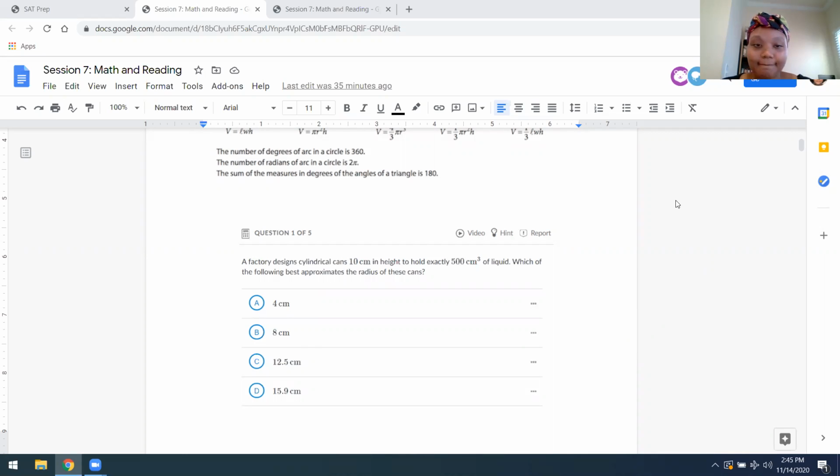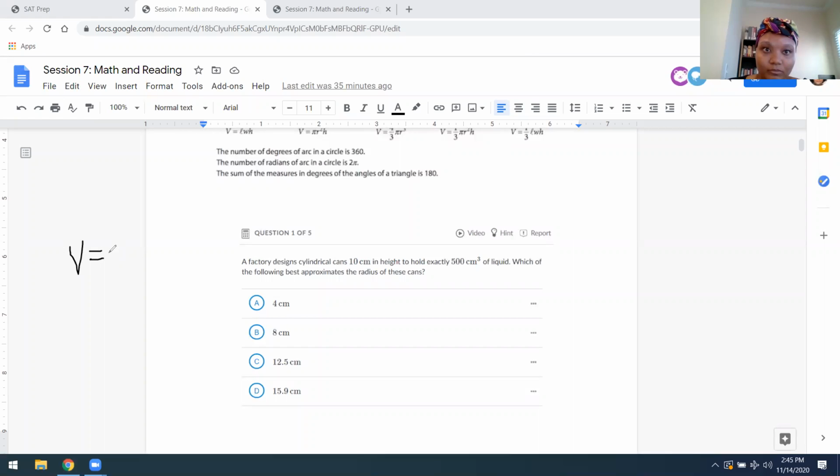Yes. So basically, can you hear me? Yes, I can hear you. Okay. So basically, I used the equation for the volume of a cylinder, which is pi r squared h. Then I knew the volume was 500 as mentioned in the problem, and I knew that the height was 10. So all I had to solve for was r squared first, and then r.